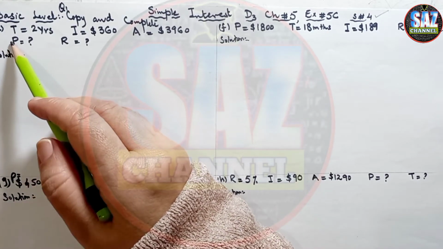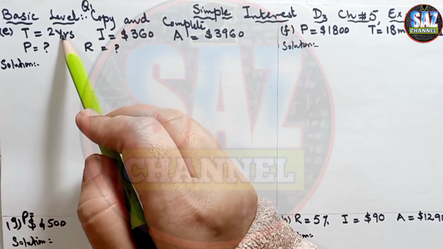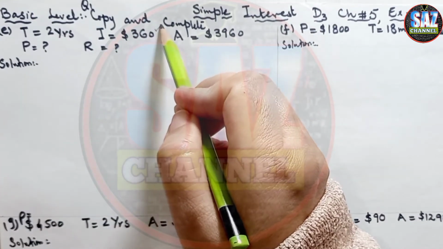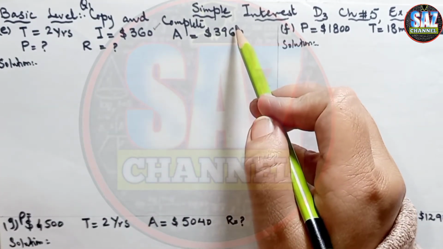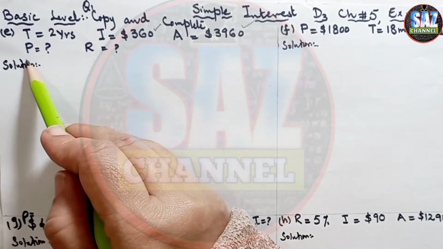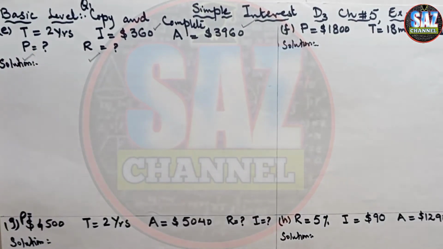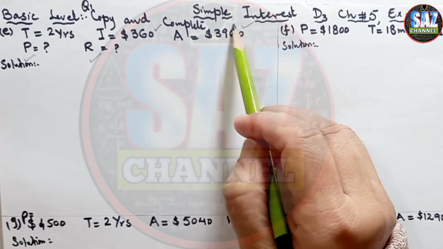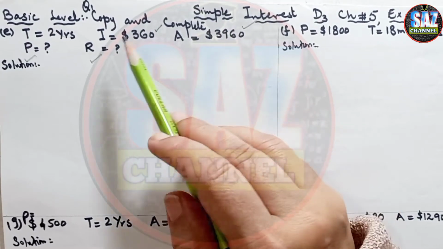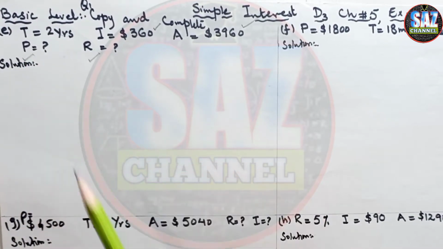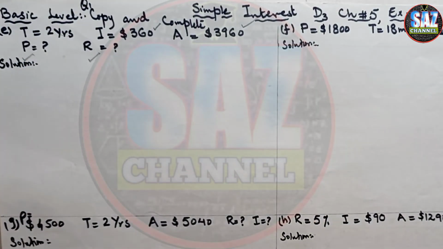In E part, the first given information is that time is given 2 years and the simple interest is given, that is $360, and amount is given, that is $3,960, and the unknowns of the question are the principal amount and the interest rate. Now, moving to the solution of the question, we can see that in this question we are given the amount. Amount is the sum of the principal plus interest, and the principal is not given.